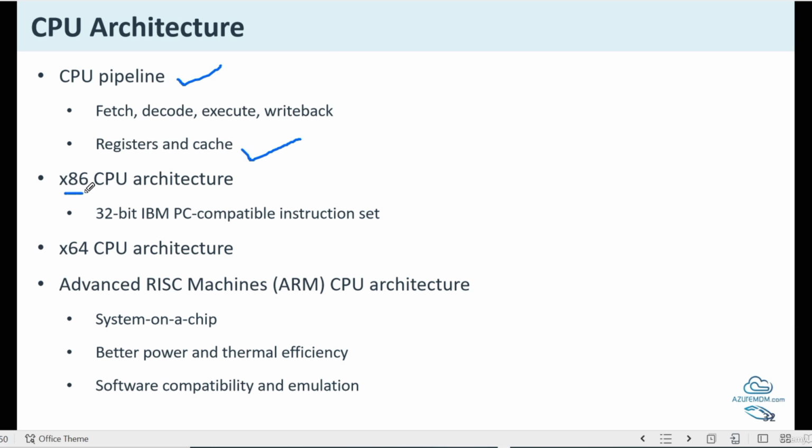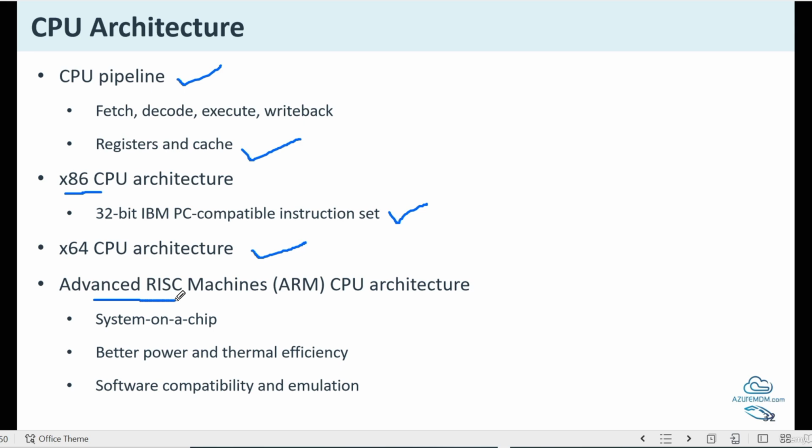x86 CPU architecture is a classic 32-bit design used in most older PCs, known for backward compatibility but less efficient than newer designs. 32-bit IBM PC compatible instruction set: it is the standard command and operation set used by early PCs, now mostly replaced by 64-bit systems. x64 CPU architecture is the modern 64-bit upgrade to x86, with more memory and better performance for today's software.